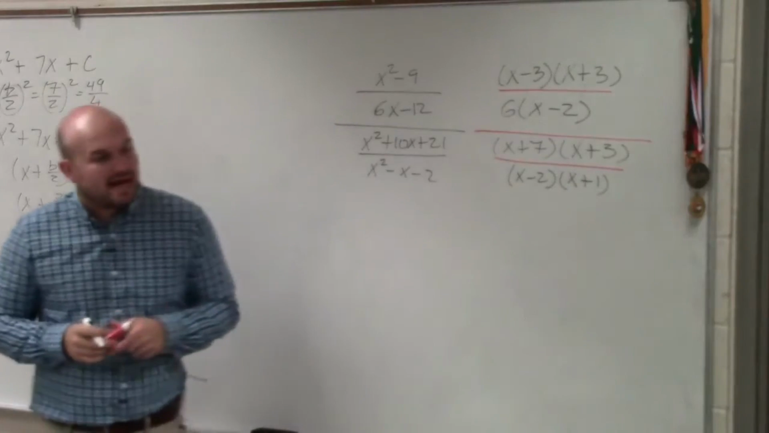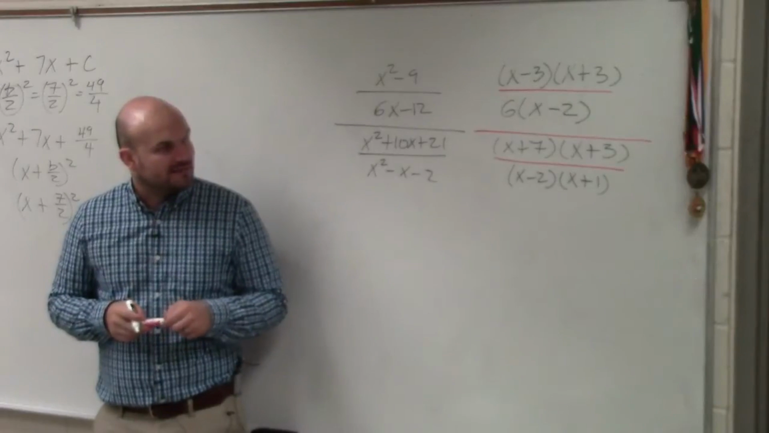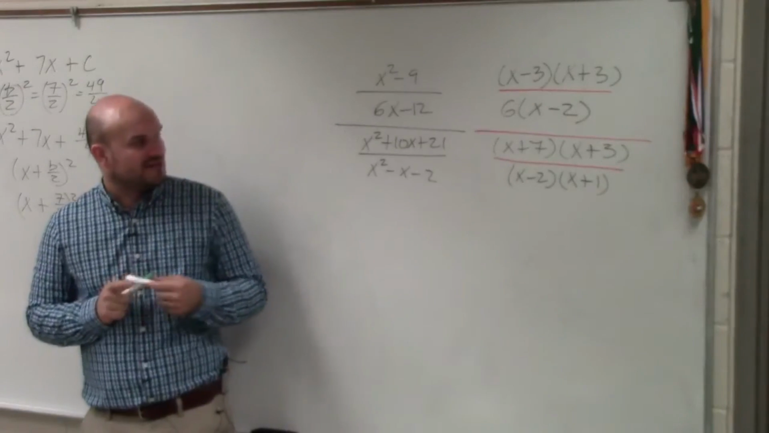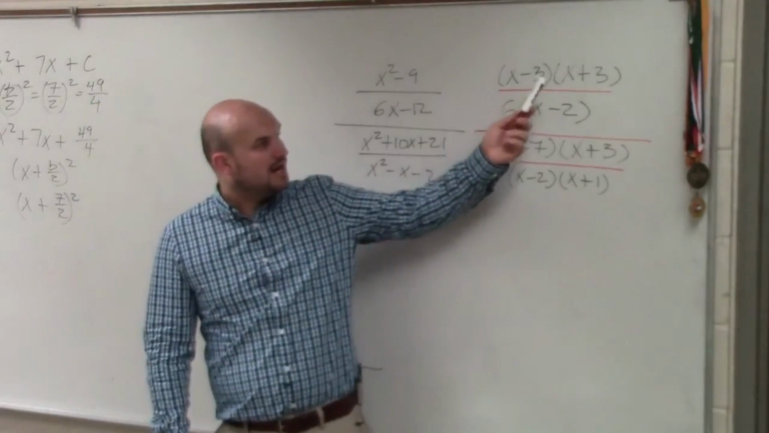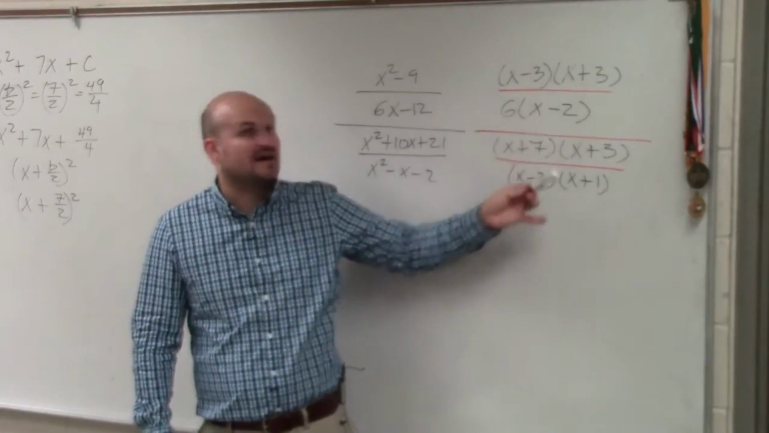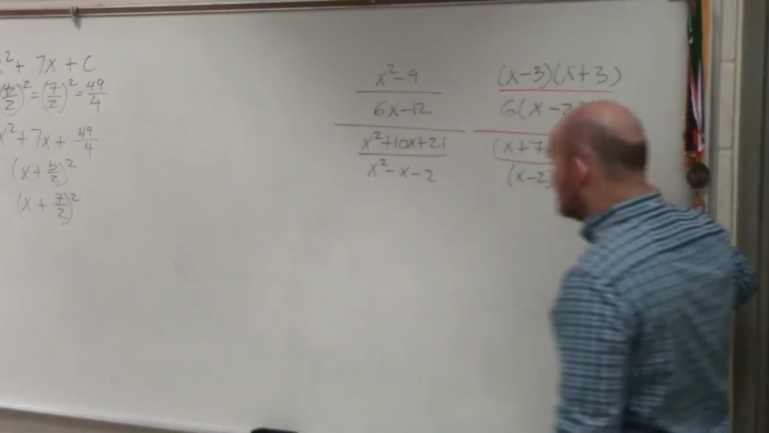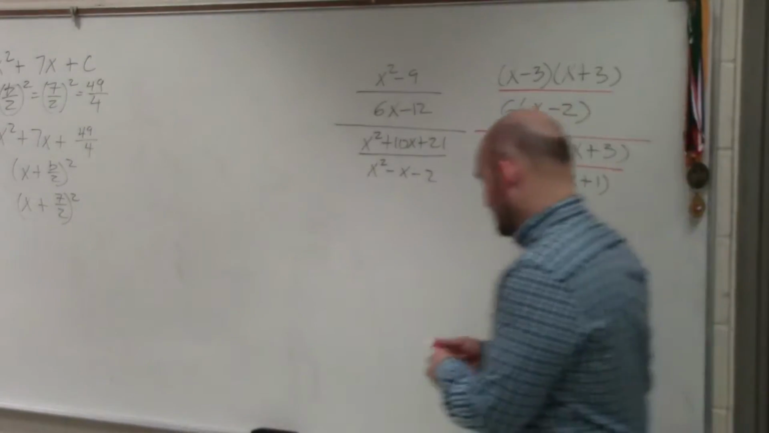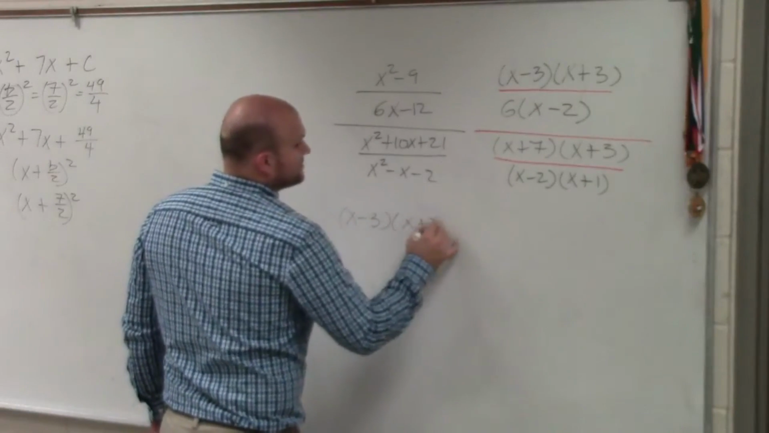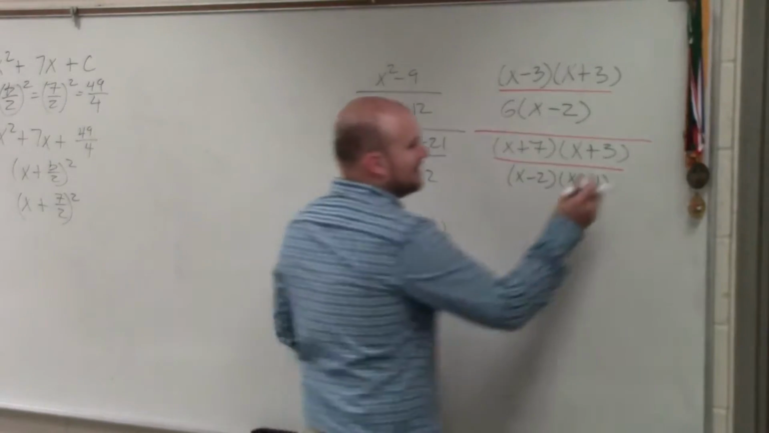Okay. So now there's a couple different ways we can do this. I think the basic thing when dealing with a complex fraction is that what this is, basically, is division over division. You're taking a fraction divided by another fraction, right? So what I can do is just multiply by the reciprocal of my divisor. So I can rewrite this as x minus 3 times x plus 3 all over 6 times x minus 2, and then multiply it by the reciprocal.